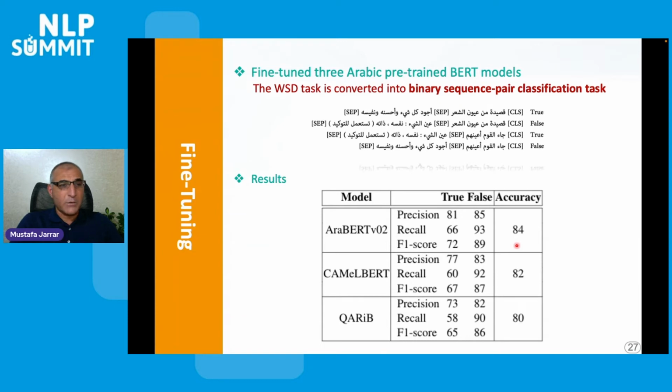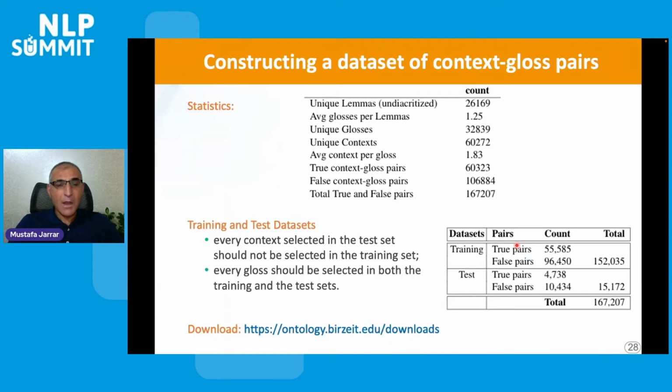So I will not go into details with this work, but this is the main idea. To give you a sense about the data set we have: as I said, 167,000 pairs. 100,000 of them are false, and only 60,000 are true. It's not balanced, but it's okay. These pairs are for 26,000 lemmas, or dictionary entries, you can call them. So on average, we have 1.25 senses for each lemma.